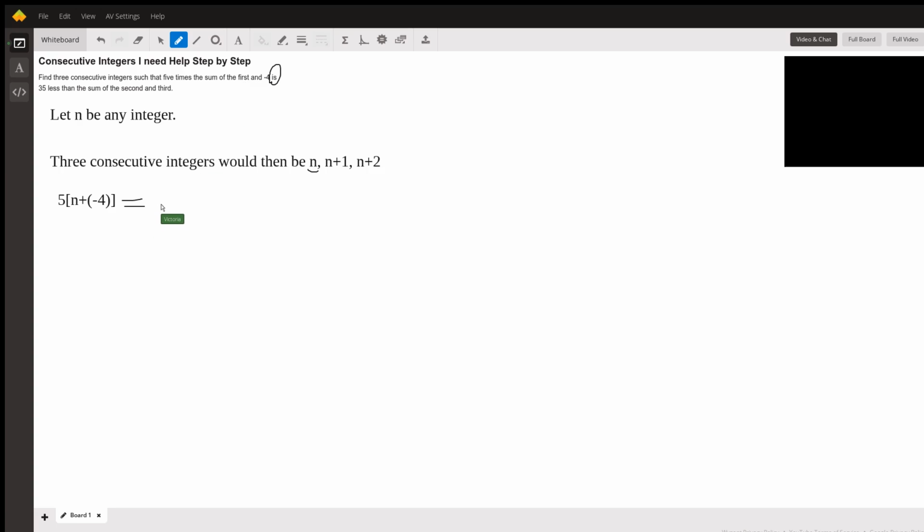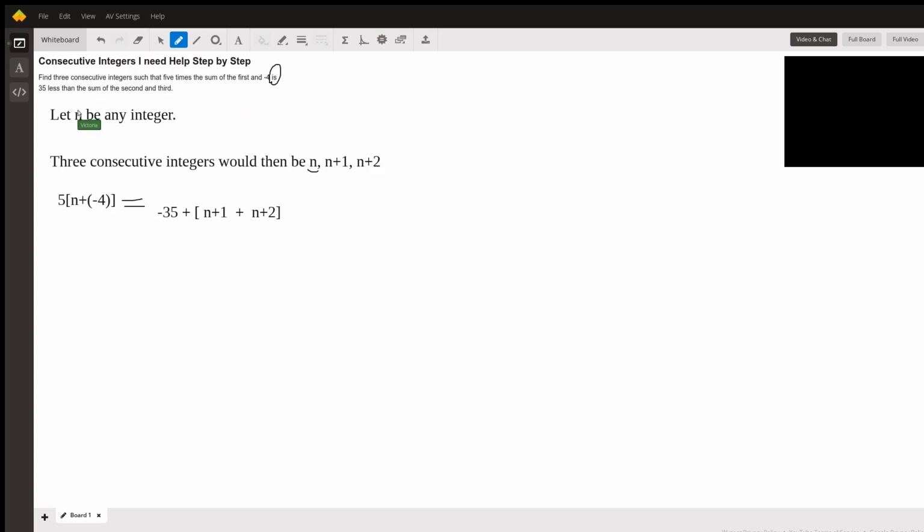And that is 35 less than, so I think we would go -35 plus the sum of the second and the third. Well, the second is n plus 1, and the third is n plus 2.